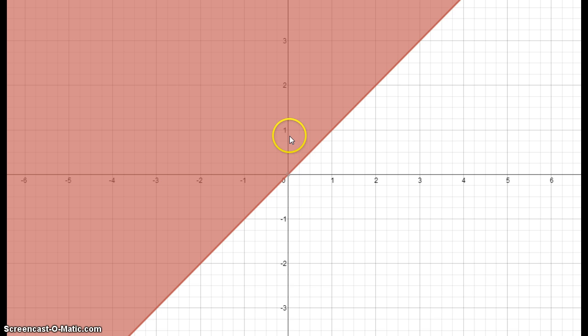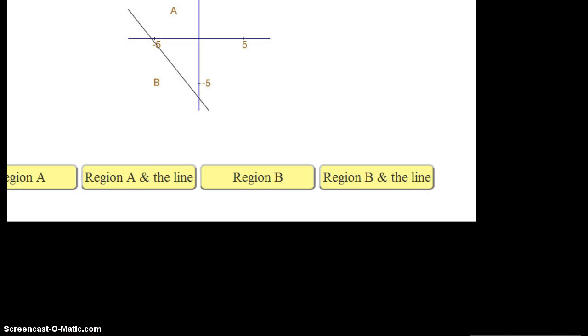So let's take 0, 1: 0 for x, 1 for y. Is 1 greater than or equal to 0? Yes, that's true. You can take any point here and it will be true, because the y is positive and the x is negative or 0. So you can take any point in this region and it will be true. Similarly, on the other region, you can take any point and it will be false. And we want to apply that logic to our question here.